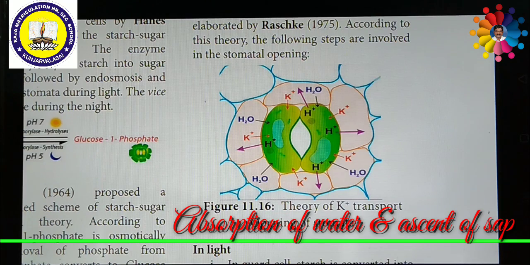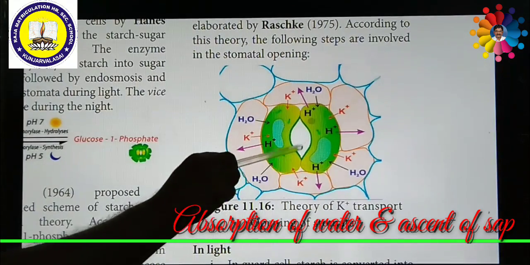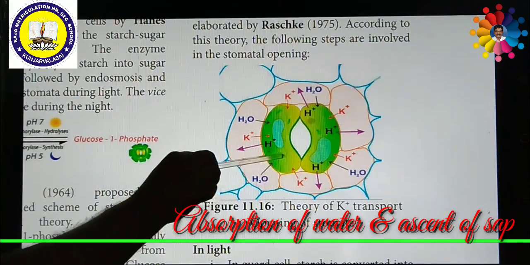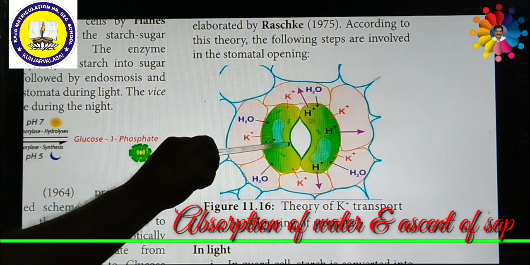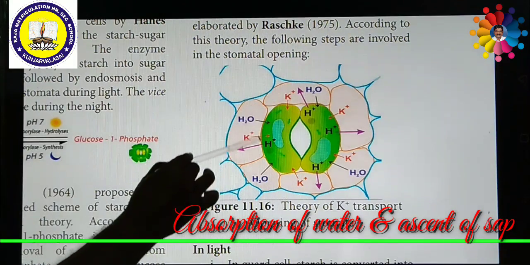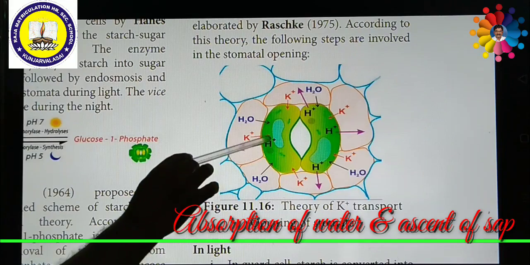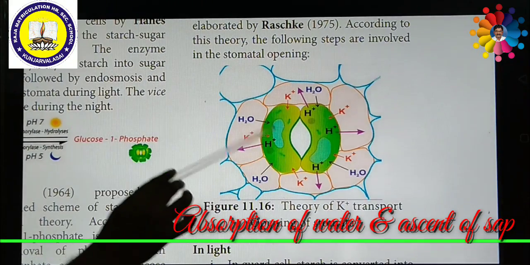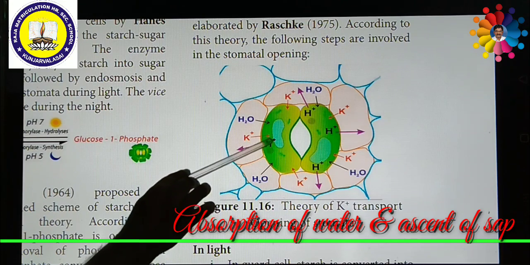According to this theory, during daytime, in the presence of light, in guard cells, starch is converted into an organic acid like malic acid. So inside the guard cells, during daytime, the starch is converted into malic acid. Then this malic acid in the guard cell dissociates to produce malate anion and H plus ion. The malic acid converts into malate ion and proton. H plus ion is a proton.